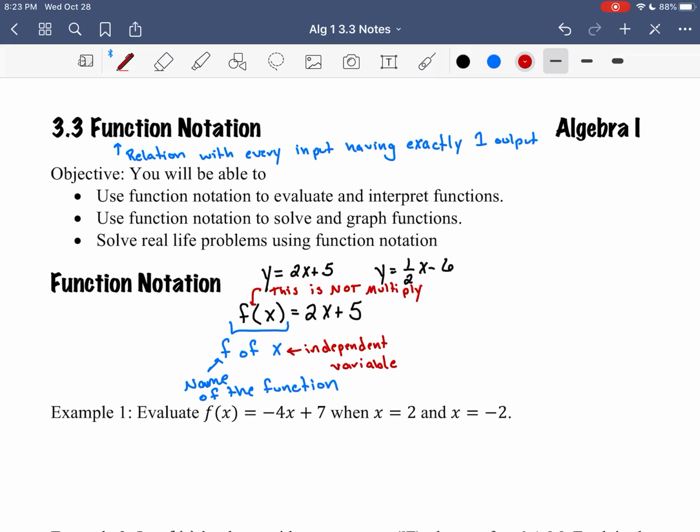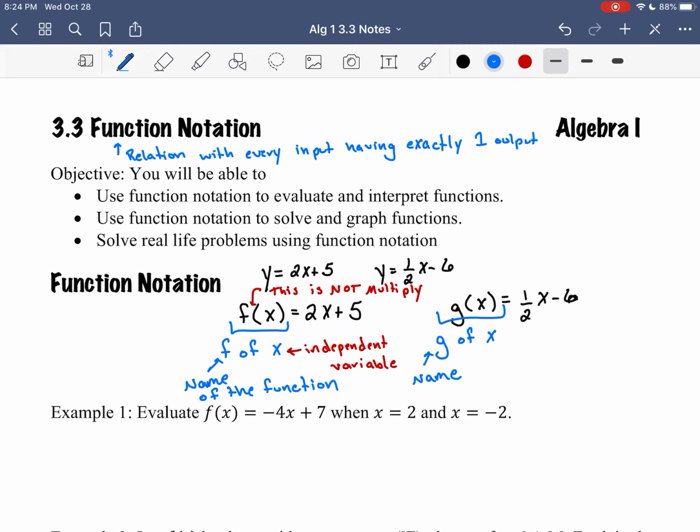Here we're using the letter f to name this function. You can use any letter you want. For some reason we tend to use f, I'm not quite sure. And so this other function, let's call it g of x equals 1/2 x minus 6. You'd say this as g of x. Again, g here is the name of that function. We're giving it a name.